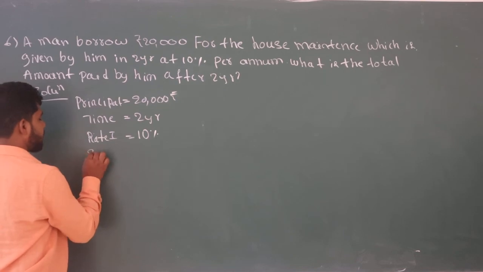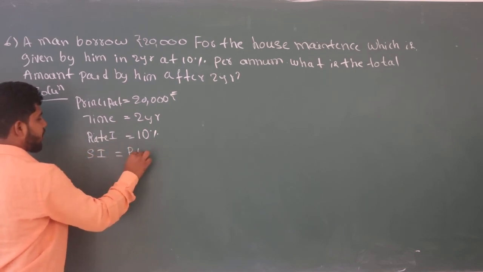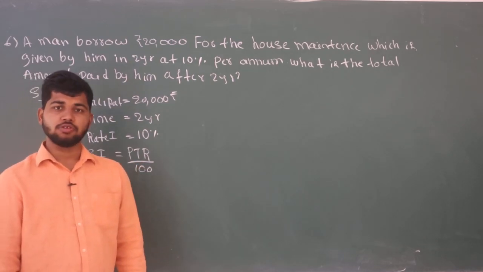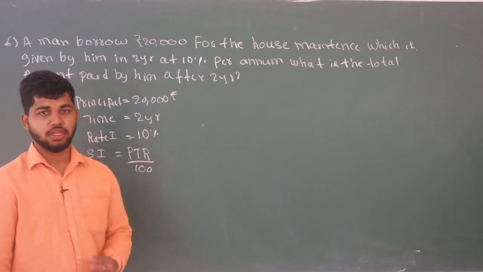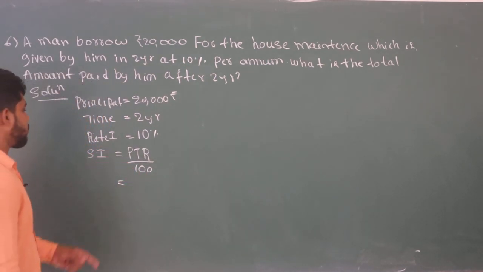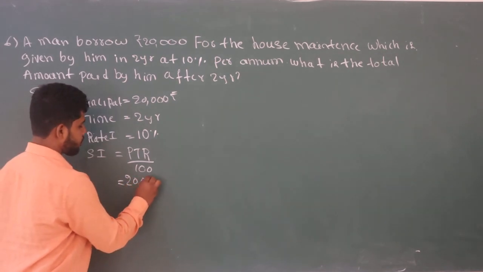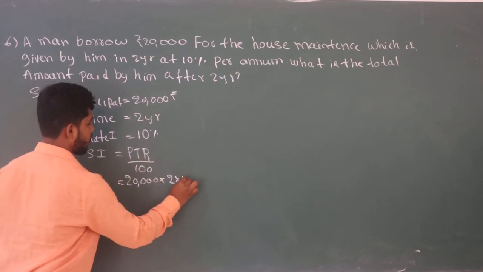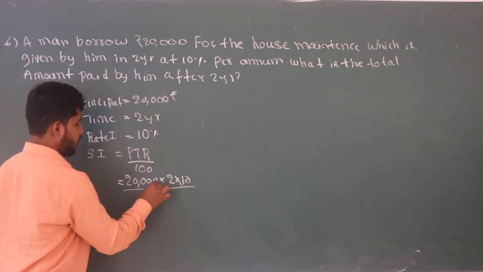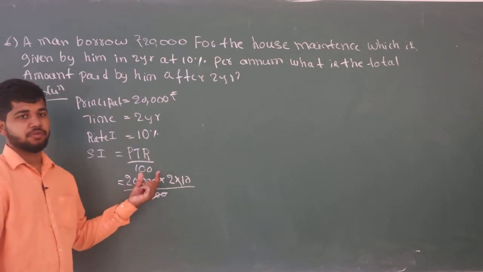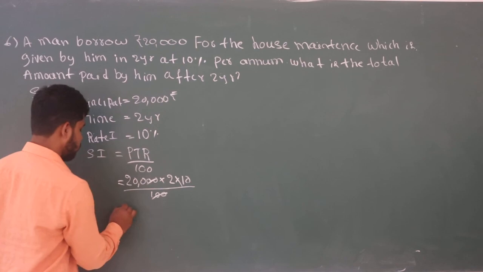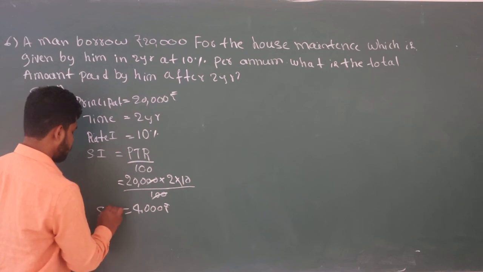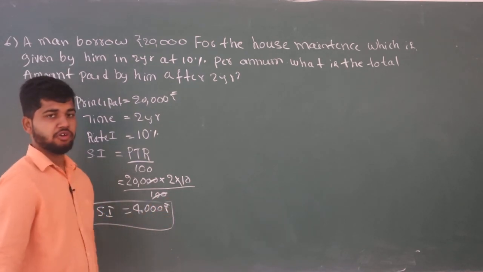Now, what is the simple interest? Now we have to find the simple interest. PTR by 100. What does P mean? P is equal to principal, T is equal to time, R is equal to rate of interest, divided by 100. Now, what is the P here? 20,000 into T is equal to 2 into R is 10, divided by 100. 2 zeros cancel. 200 into 2 is 400. 400 into 10 is 4,000 rupees. Now simple interest is equal to 4,000 rupees. Now you got the simple interest.